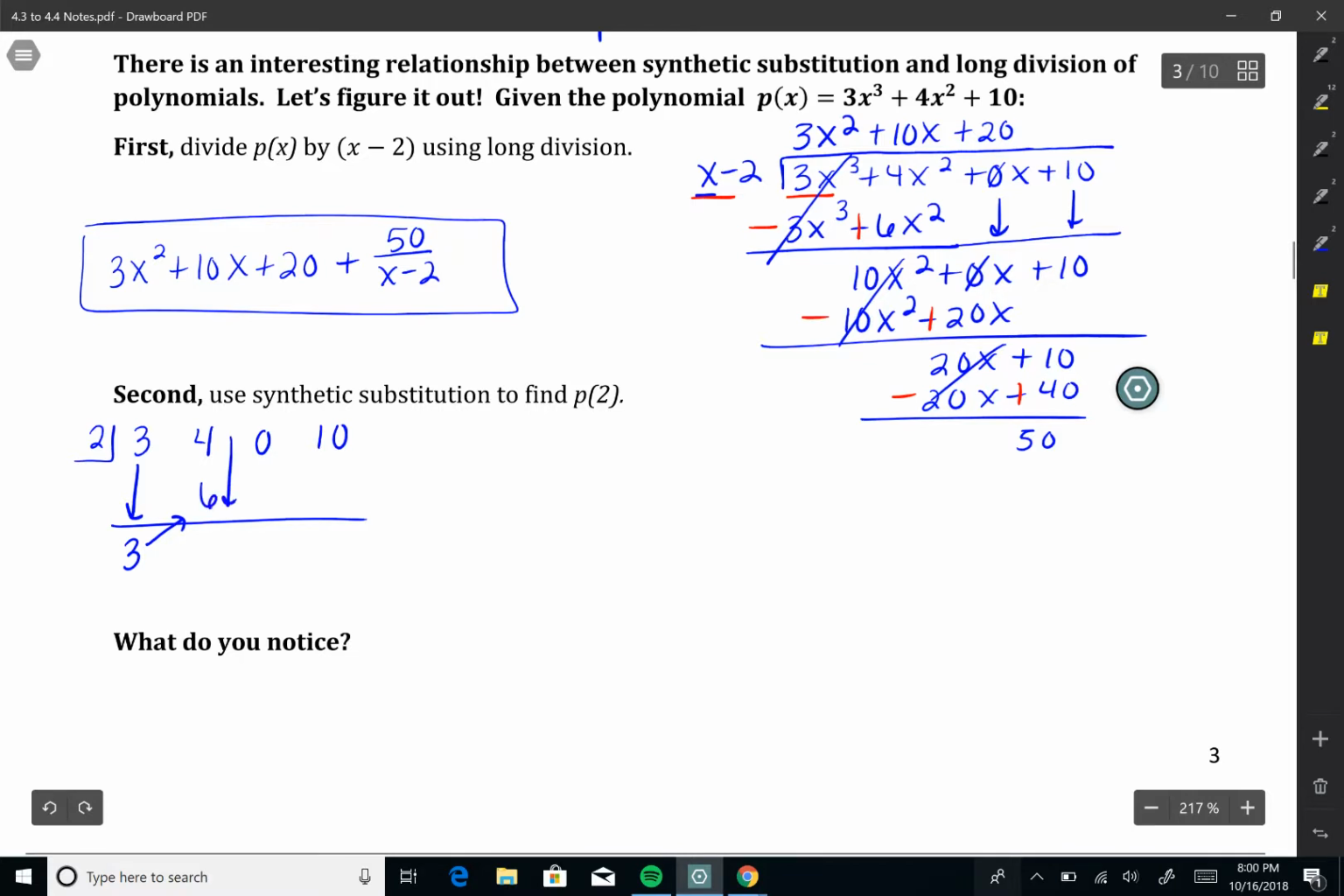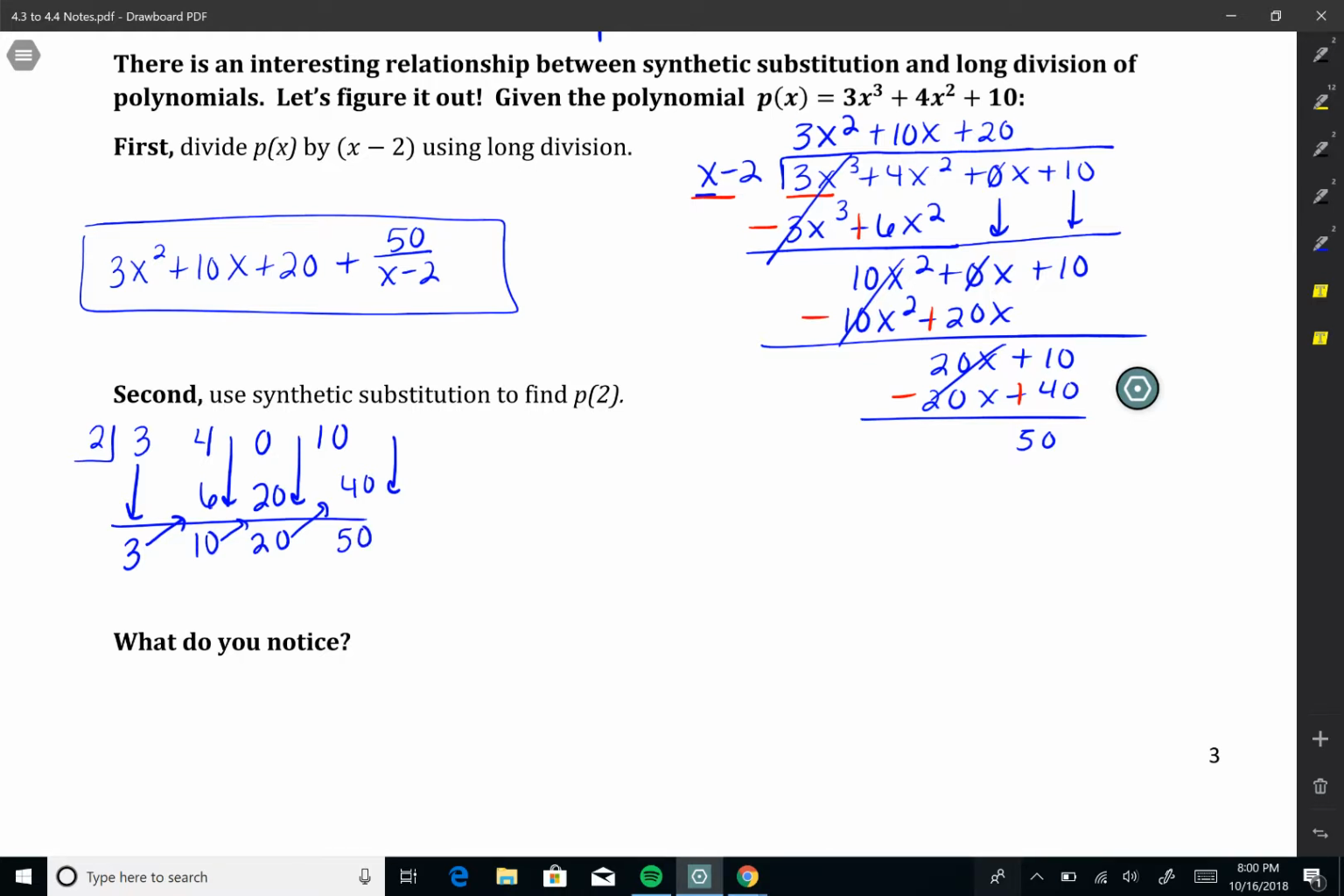And then I add 4 plus 6, and I get 10. Now I go 2 times 10, and I get 20. And I add 0 plus 20, and I get 20. And then I take 20 times 2, and I get 40. And I add 10 plus 40, and I get 50.